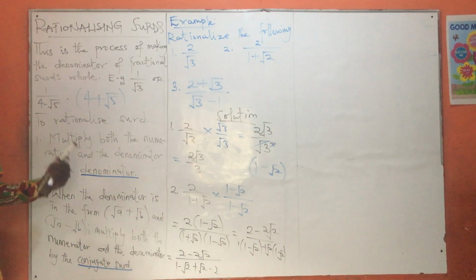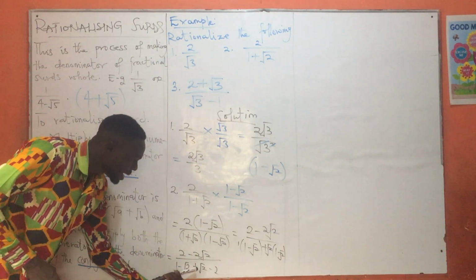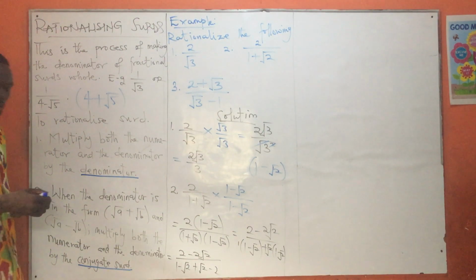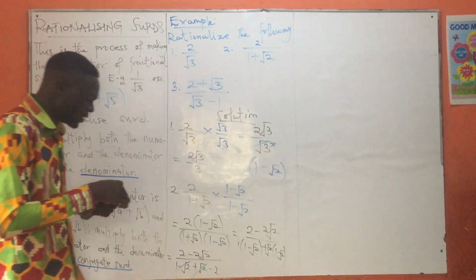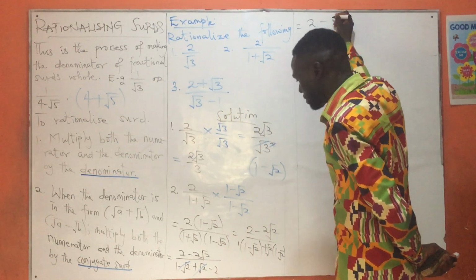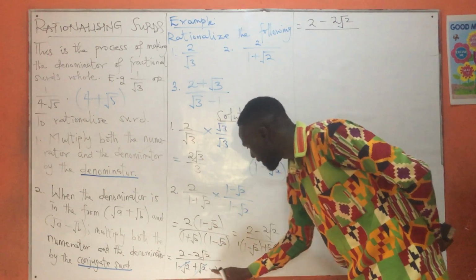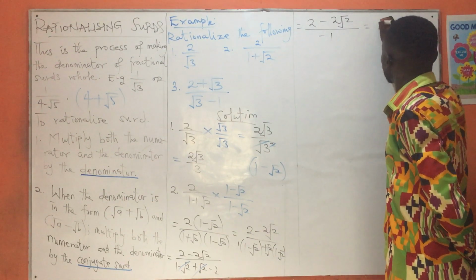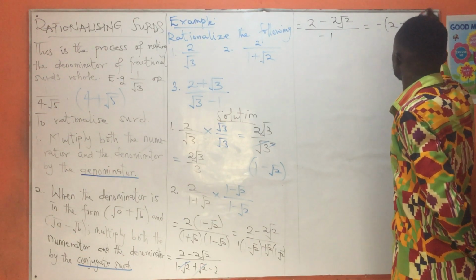Now what can we say here? We have negative surd 2 plus surd 2. Negative surd 2 and plus surd 2 will cancel out. So we now have 1 minus 2. So this will give you 2 minus 2 surd 2 all over 1 minus 2, which is negative 1. So we are now having negative bracket of 2 minus 2 surd 2.